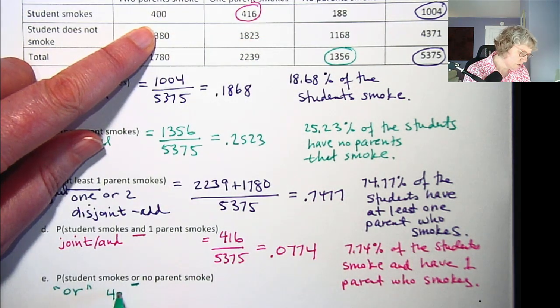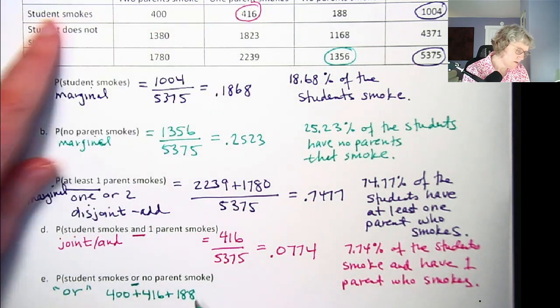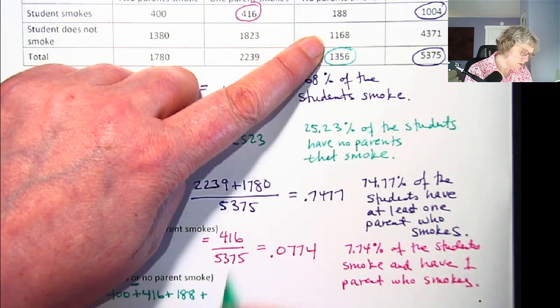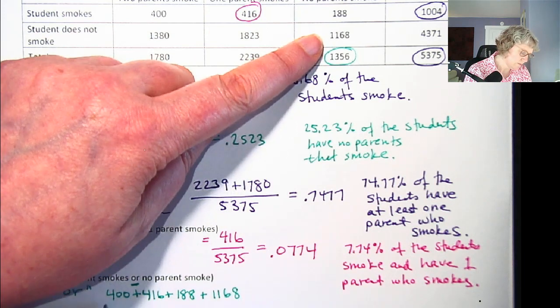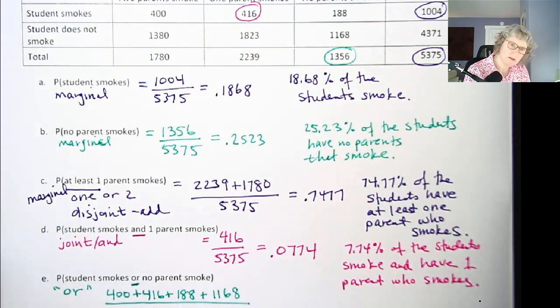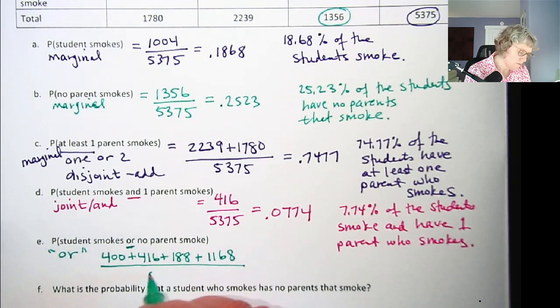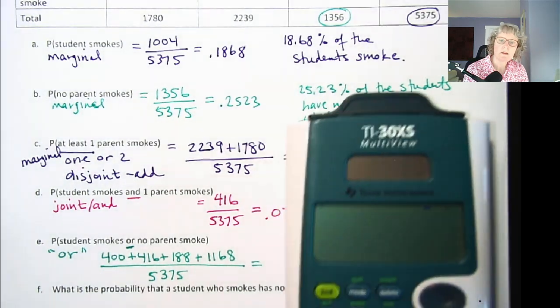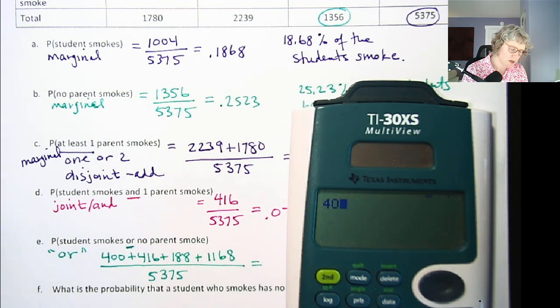would be 400 plus 416 plus 188. So that's student smoking. Or, so either or, 1168. And all that is out of 5,375, the grand total. Okay, so 400 plus 416 plus 188 plus 1168.